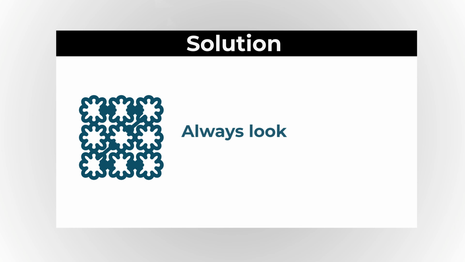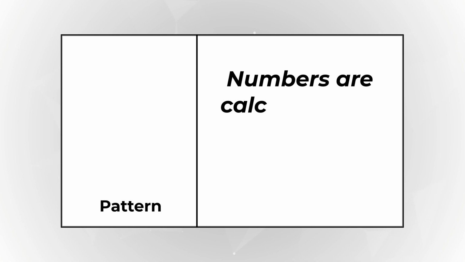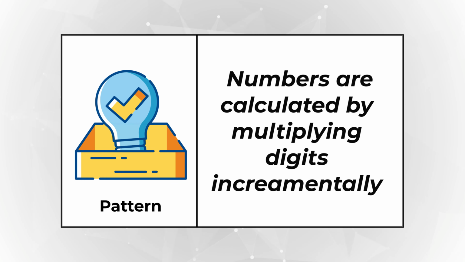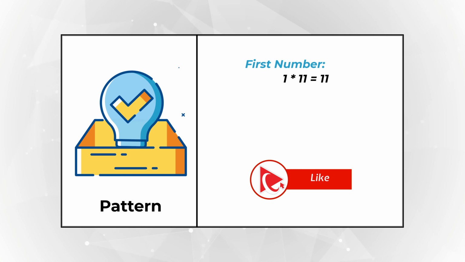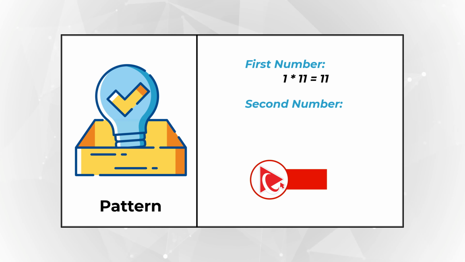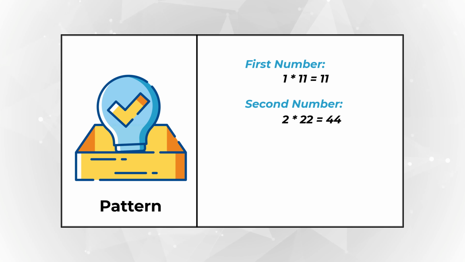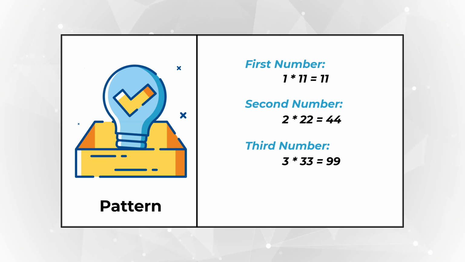My advice to you, always look for patterns. Let's look at the pattern for this particular question. The way first 3 numbers are calculated is by multiplying the single digits incrementally. For example, the first number is 1 multiplied by 11, which is 11. The second number is 2 multiplied by 22, which equals 44. The third number is 3 multiplied by 33, which equals 99.